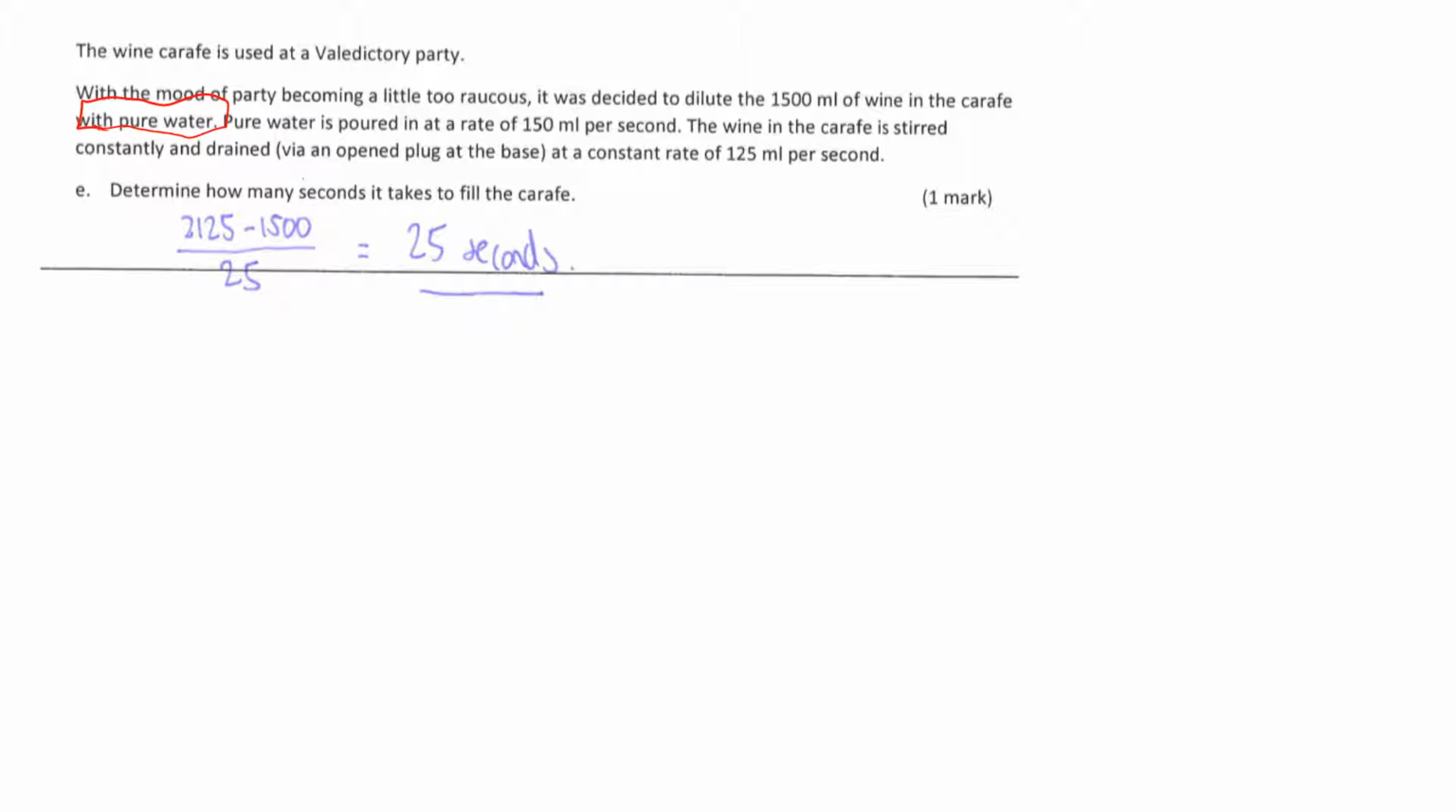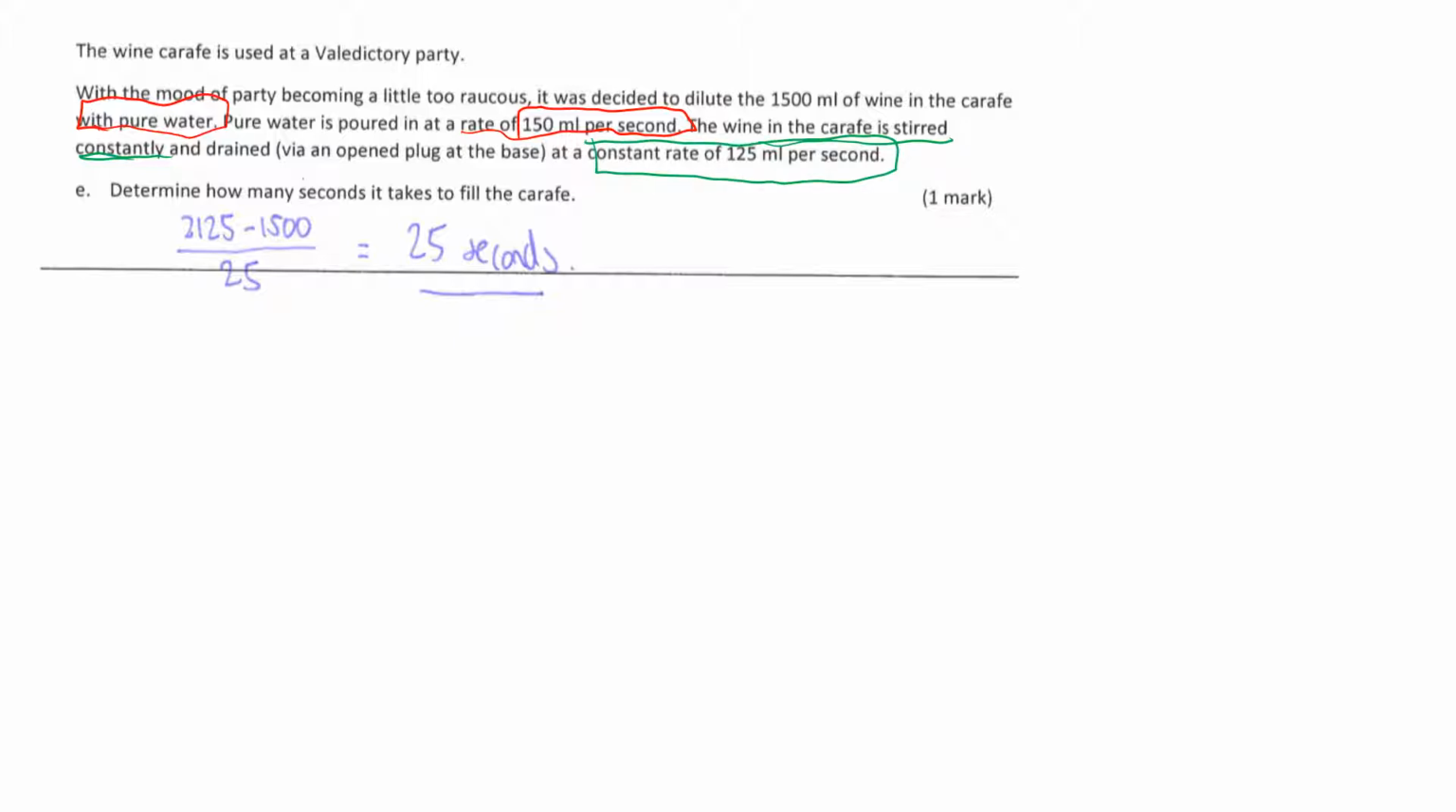Okay, now that pure water is entering at a constant rate of 150 mils per second. That's the rate of entry. Now the wine, in fact the carafe, it should be said just the contents of the carafe, is stirred constantly. Now, when you see that expression, you know where you're going. It's a mixing rate problem. That's what's coming further down the track. And the contents are drained, leaving at a rate of 125 mils per second.